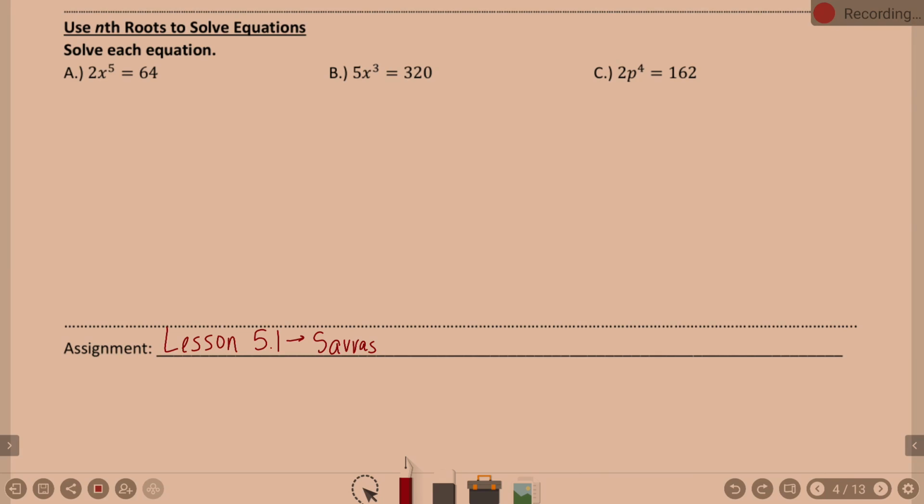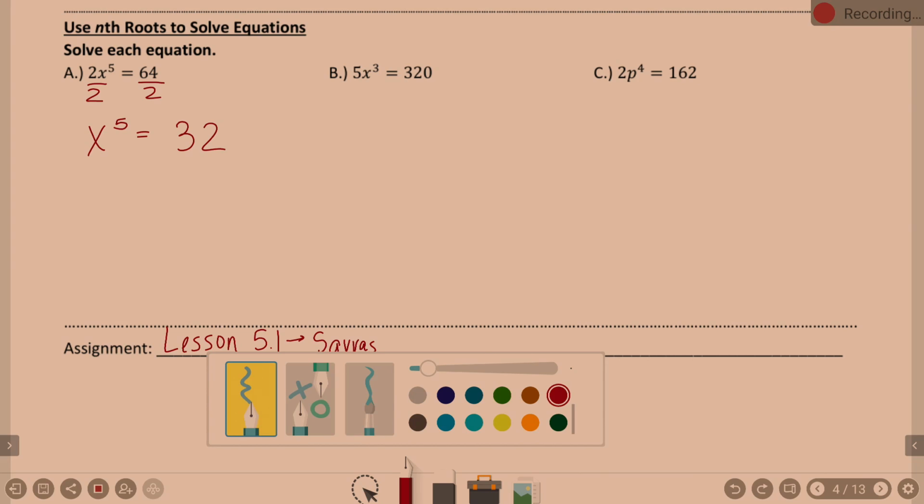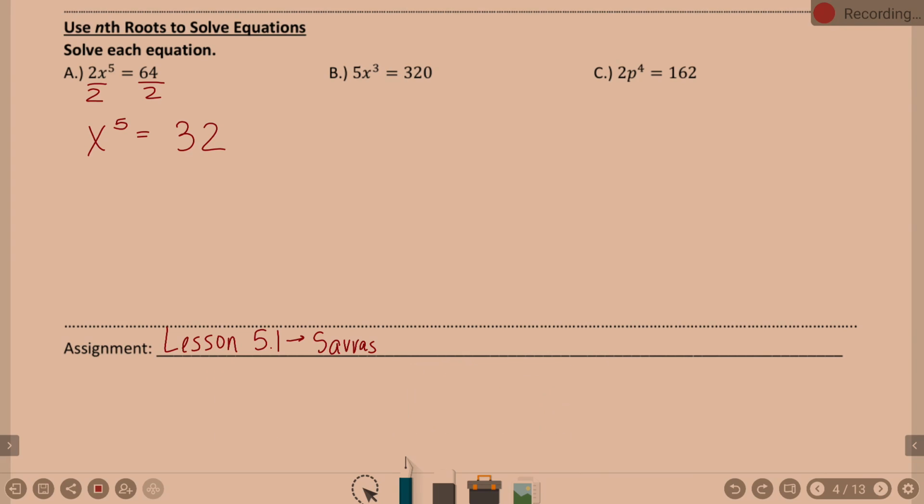Start with how do I get x by itself? I heard it. Divide by 2, yes? We divide by 2. I have x to the 5th equals 32. How do I get rid of a 5th power? Take the 5th root. How would you get rid of a 2nd power? You take the square root. How do we get rid of a 5th power? We take the 5th root.